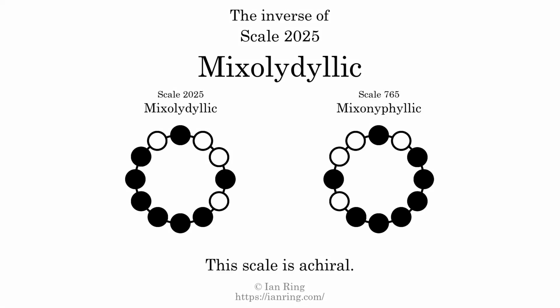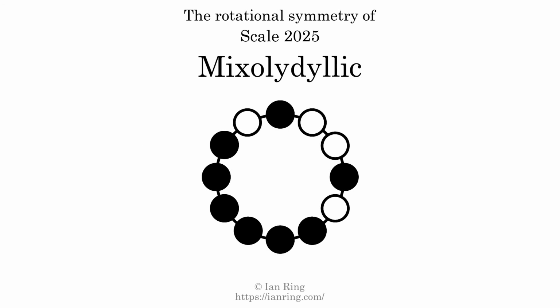The inverse of a scale is a mirror image. It is what you get when the sequence of intervals is reversed. The inverse of this scale is scale 765, also known as Mixolydyllic. This scale is achiral, since it can transform into its own reflection by a rotational transformation. This scale has no rotational symmetry.